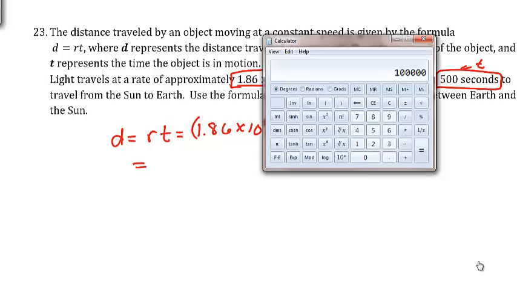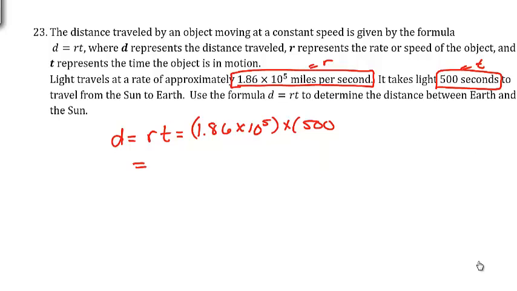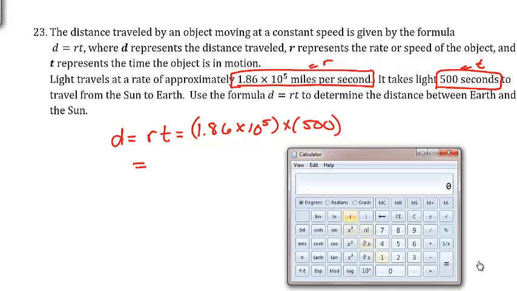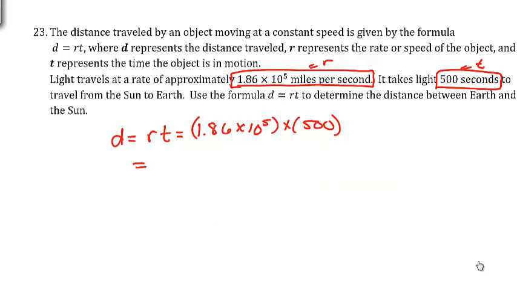So let's put that into our calculator. And so we want a parentheses and then 1.86 and then my power of 10 button, and the power is 5. And then close that parenthesis and then hit times, and then another parenthesis and 500. And then close off our parenthesis and hit the equals button. And we have 93, and we have 1, 2, 3, 4, 5, 6 zeros. And the unit, this is miles, because this is distance.